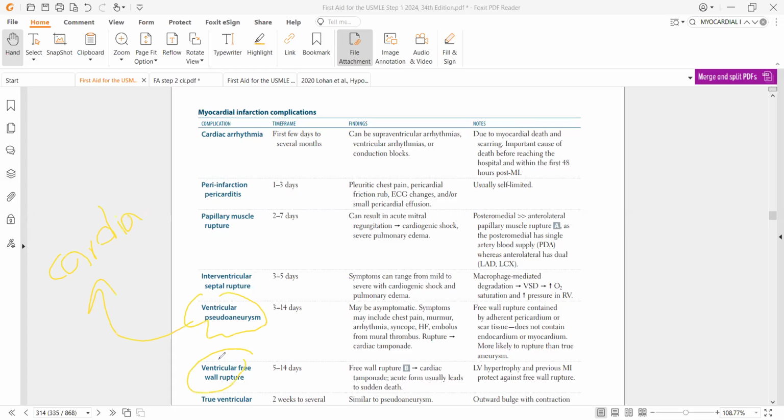So free wall rupture and both of these lead to cardiac tamponade, right? So there is a simple aneurysm and a pseudoaneurysm. You only need to know that it leads to cardiac tamponade if it is ruptured. It does not contain endocardium and myocardium, that's why it is a pseudoaneurysm. A true aneurysm contains all layers, while this lacks endocardium and myocardium, right? We know that ventricular free wall rupture leads to cardiac tamponade, which presents with Beck's triad. You already know what Beck's triad is.